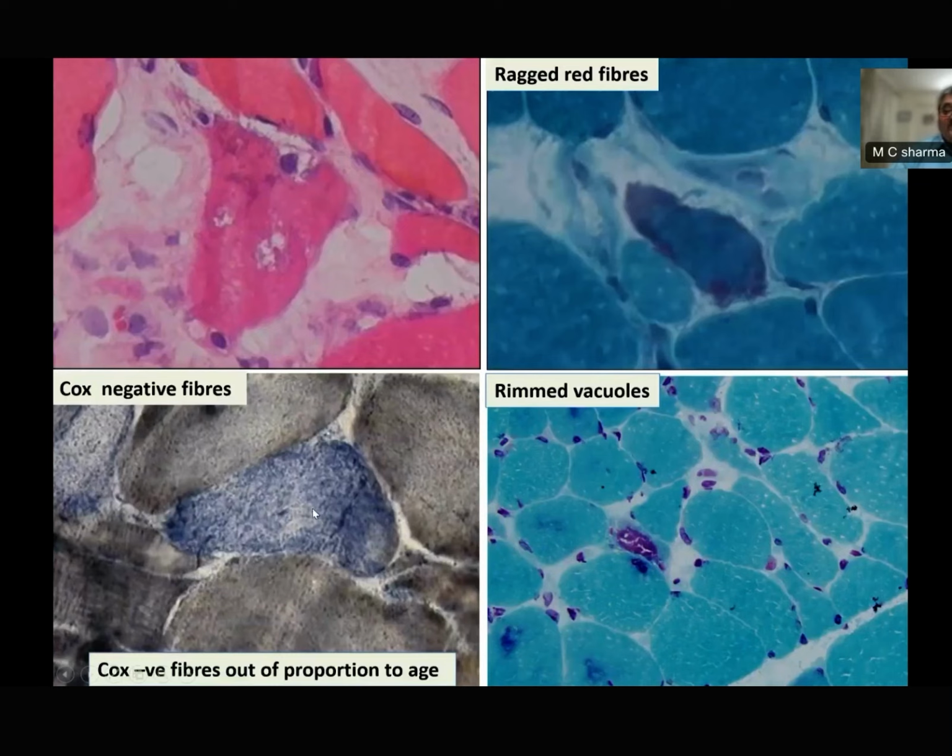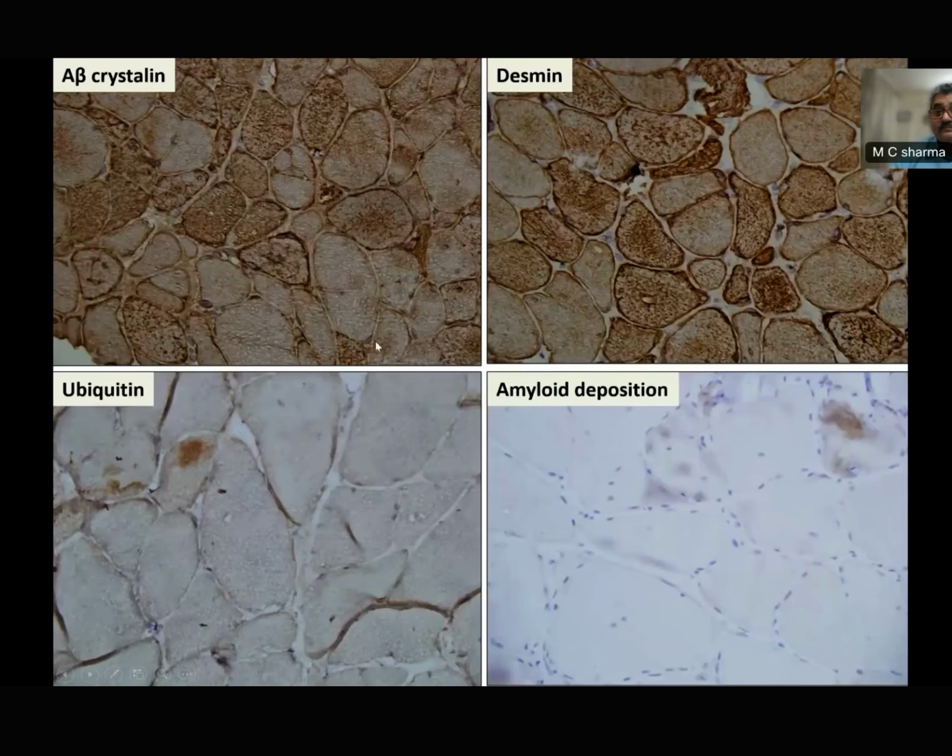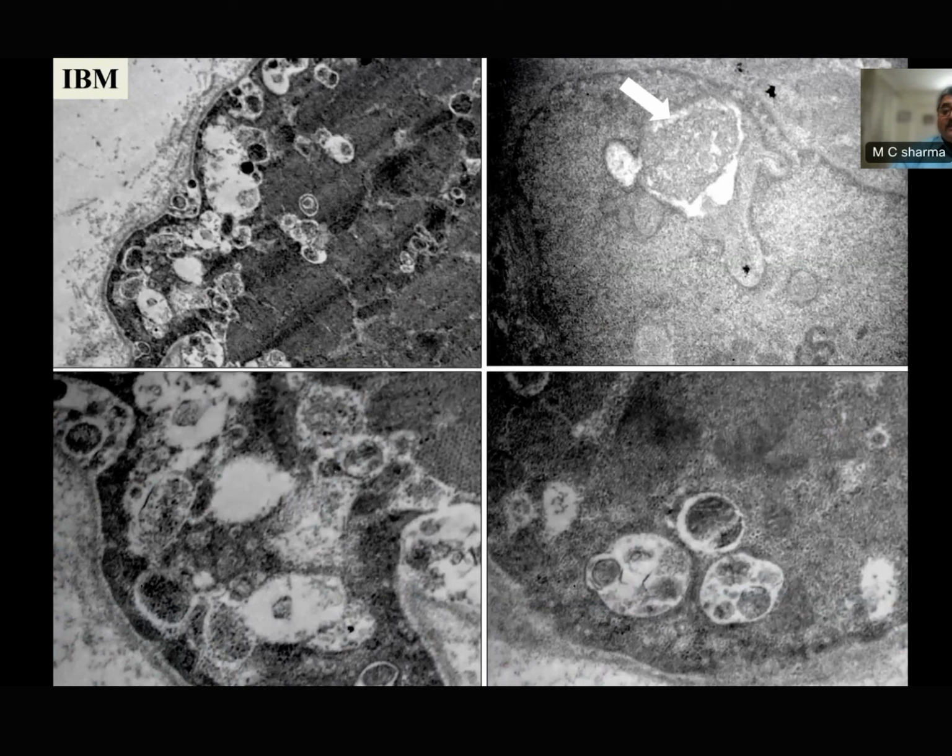One of the suspicious features is when you do COX with SDH and you get COX negative fibers, which are bluish, out of proportion to the age of the patient. Then it is highly suspicious of inclusion body myositis. Some proteins, even amyloid, have been demonstrated. One of the theories I mentioned is degeneration. Even amyloid deposits and prion protein have been demonstrated. So many people think that this is more of a degenerative pathology, like the degenerative diseases of the brain.